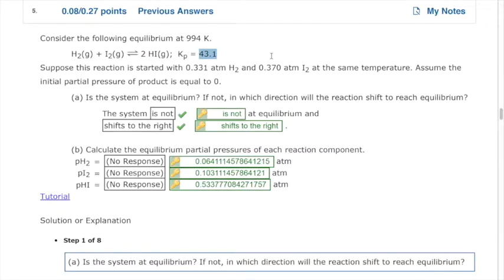43.1 is greater than 1. That means that the reaction is product favored. If K is larger than 1, Kp or Kc, then it is product favored. If it is less than 1, it is reactant favored. 43.1 is a very large K. That means this is extremely product favored.